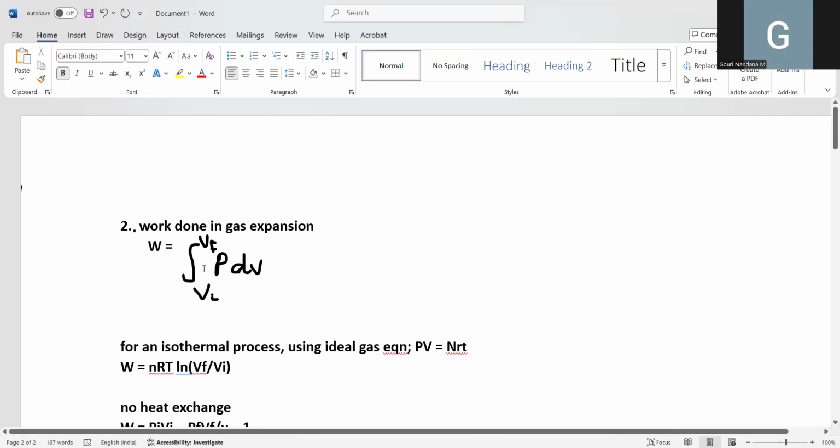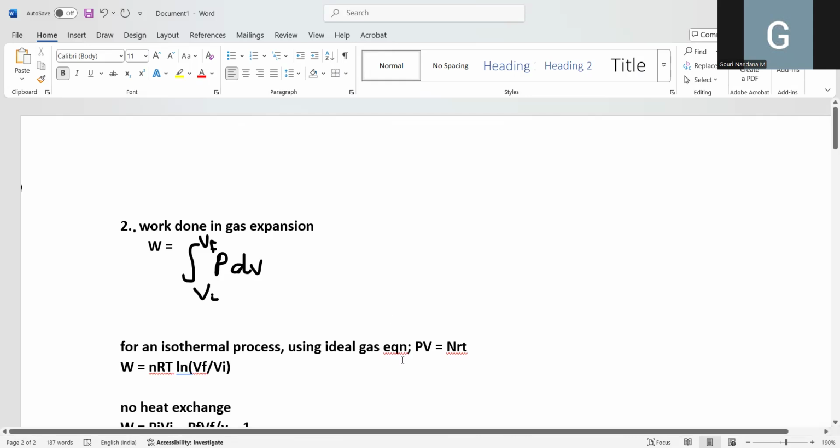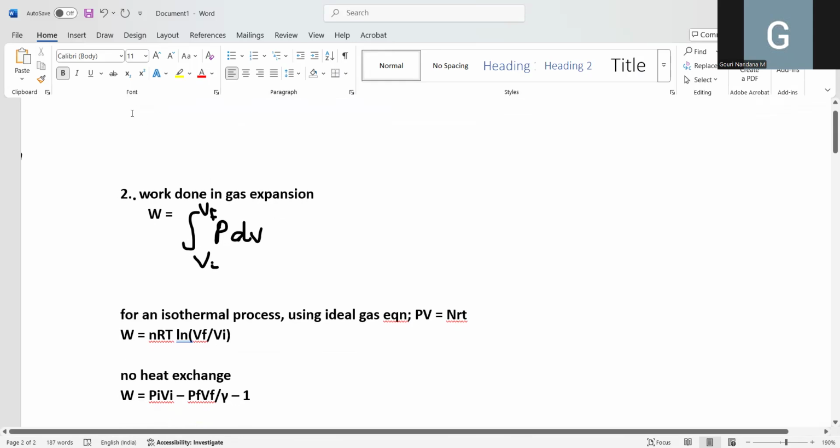Here, for an isothermal process, we will be using the ideal gas equation, that is PV is equal to nRT. Then we substitute the value. So W is equal to nRT log Vf by Vi.